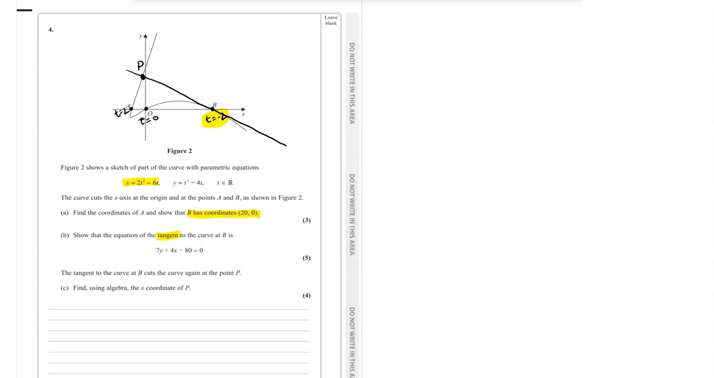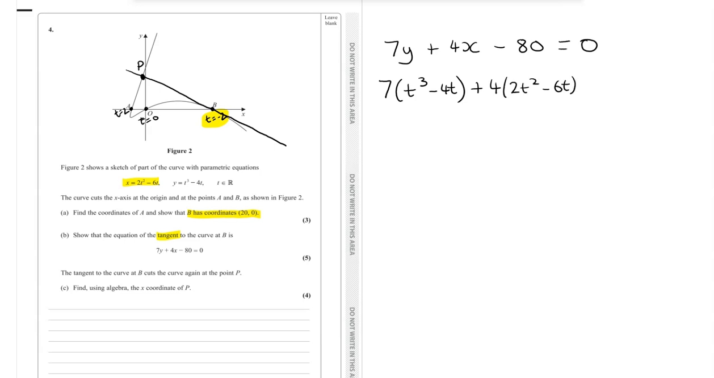So what we're going to do is start off with what we just showed in part B. There's usually a reason why they get you to show that, because you will most likely need to use it a bit later on. And we're just going to plug in y and x from our parametric equations. So we're going to replace y with t cubed minus 4t, and we're going to replace the x with 2t squared minus 6t. Just our parametric equations from before. And don't forget that minus 80 is still there.